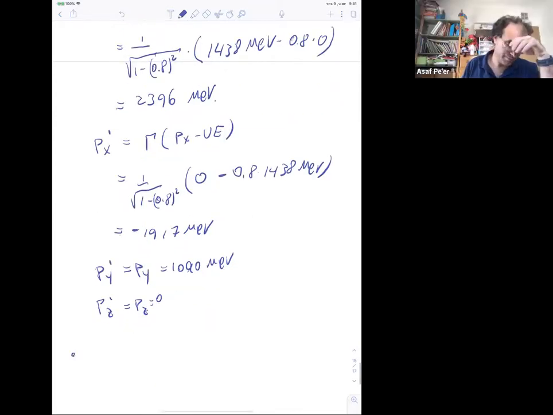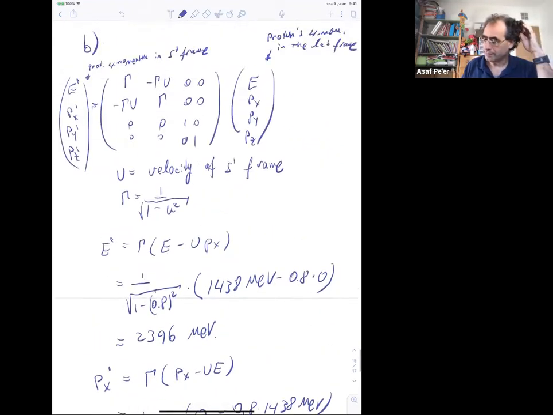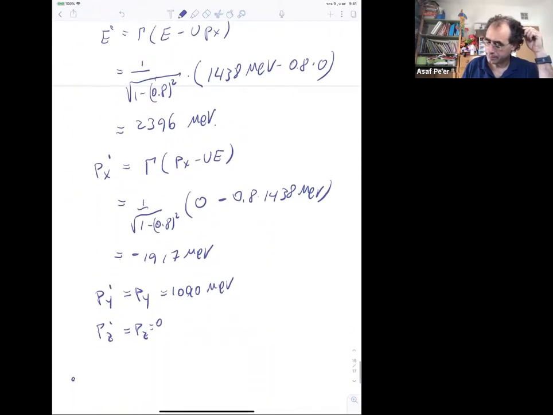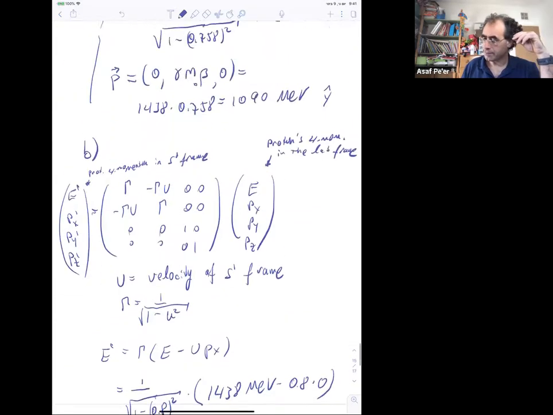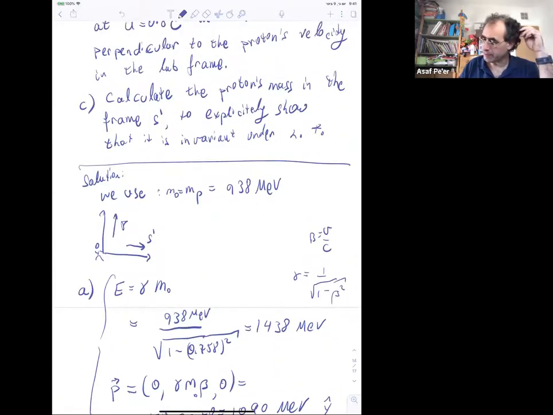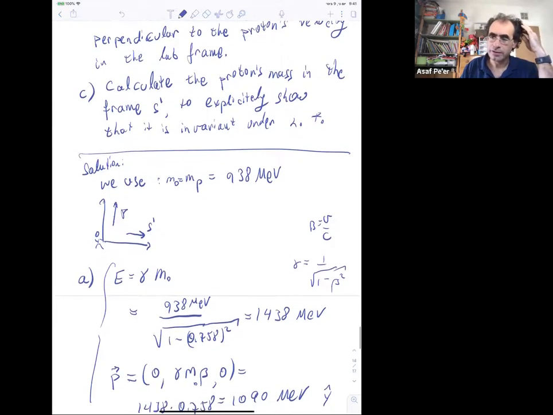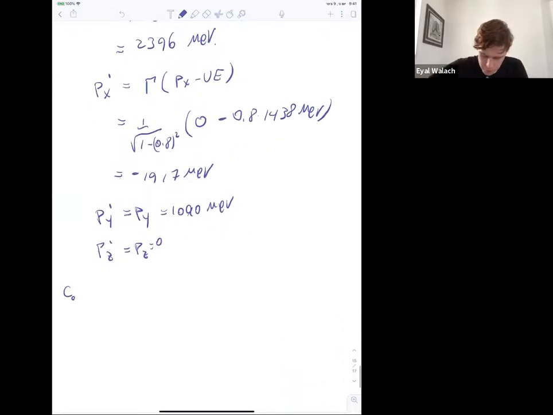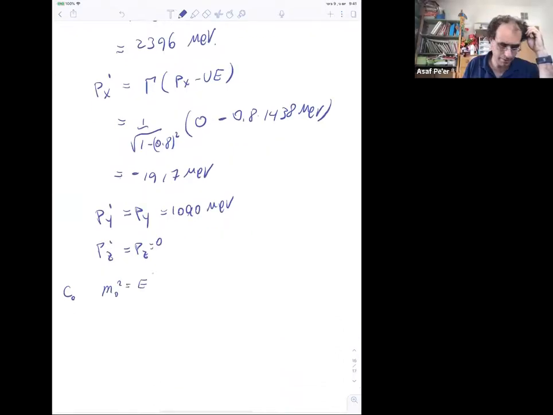Now for part C. How do I calculate the invariant mass? Part C was to calculate the proton's mass in the frame S prime to explicitly show that it is invariant under Lorentz transformation. So what is the invariant mass? E squared minus P squared. Very good. So M0 squared will be E prime squared minus P prime squared.